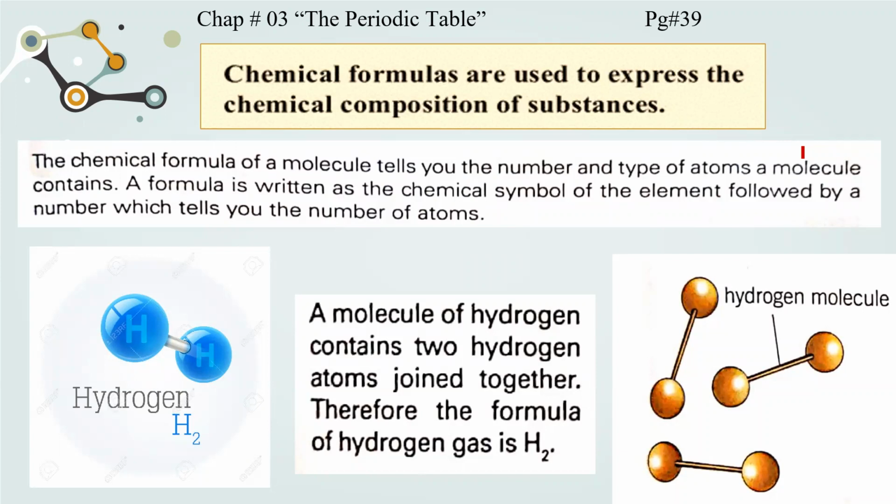number of atoms. For example, in this molecule, you can clearly see that 2 hydrogen atoms are there. This 2 will show you that 2 hydrogen atoms are involved. So the symbol of the atom comes first, and the number of atoms that are contributing comes later, and that will tell you about a chemical formula. So a molecule of hydrogen contains 2 hydrogen atoms joined together. Therefore, the formula of hydrogen gas is H2.